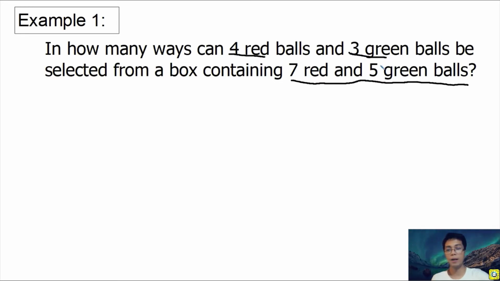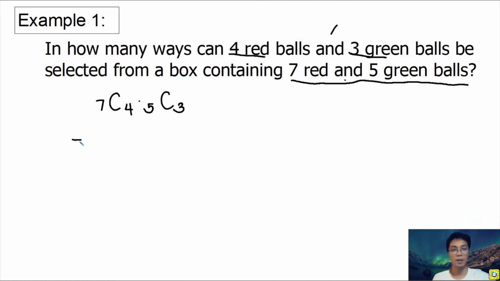Tapos, 3 green lamang. Remember that in mathematics, yung word na "and", ito pong "and" na to, ibig sabihin niyan ay times. So, para ma-solve natin yung problem na to, 7 ang red, ang kukunin ay 4. So, that will be 7 chosen 4. Okay? Yung "and" na to means times. So, ibig sabihin, that will be 7 chosen 4 times. So, ang pamimilian ay 5 green. Tapos, ang kukunin naman ay 3. So, ibig sabihin, that's times 5 chosen 3.